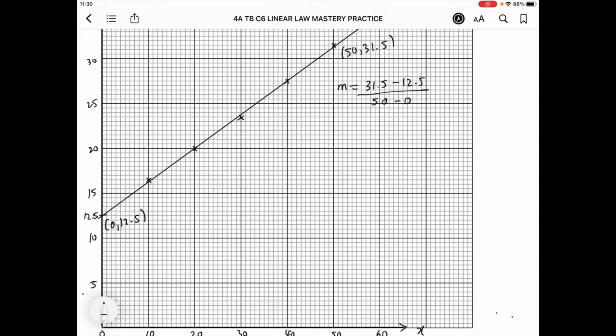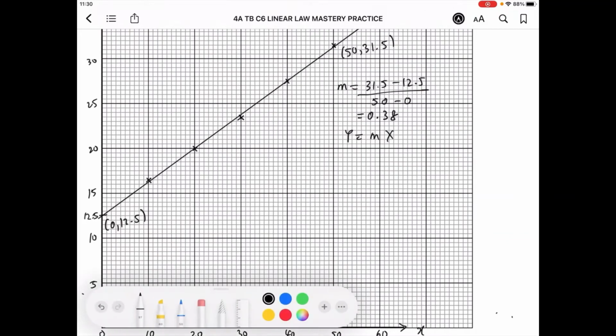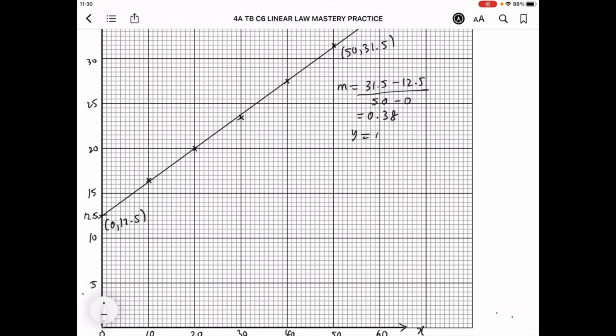So to form my equation, this straight line for part B, I just write over here. I know my big Y is mx plus c. In this case, I don't have to use big Y because it's already a small y. Your big Y is the same as small y. My gradient is 0.38. My y-intercept is 12.5. So this is my answer.